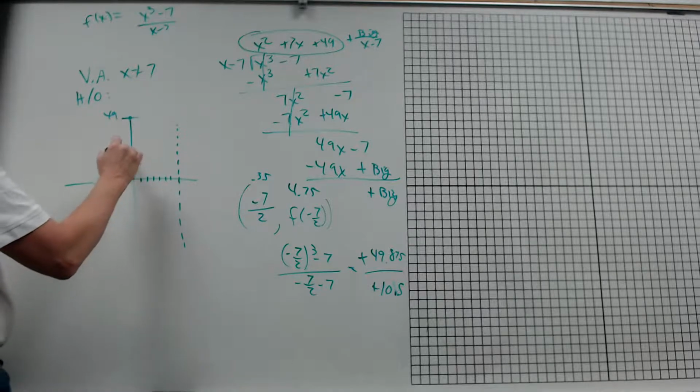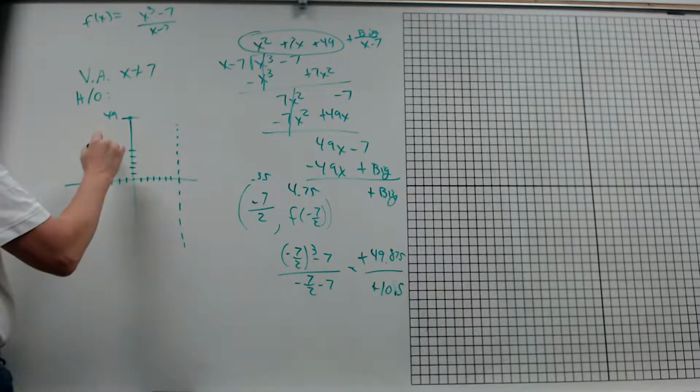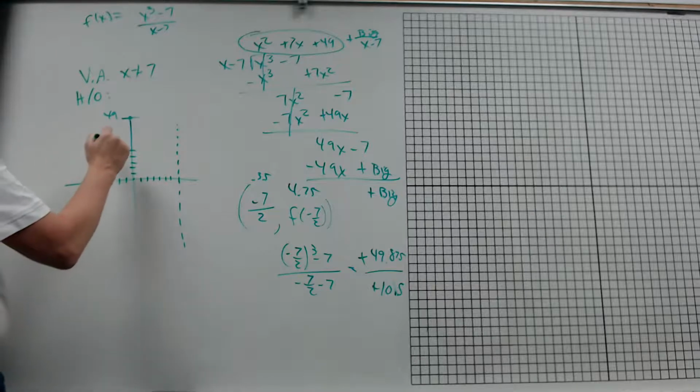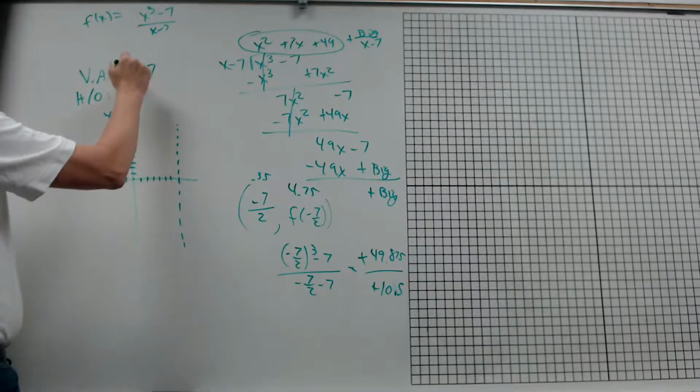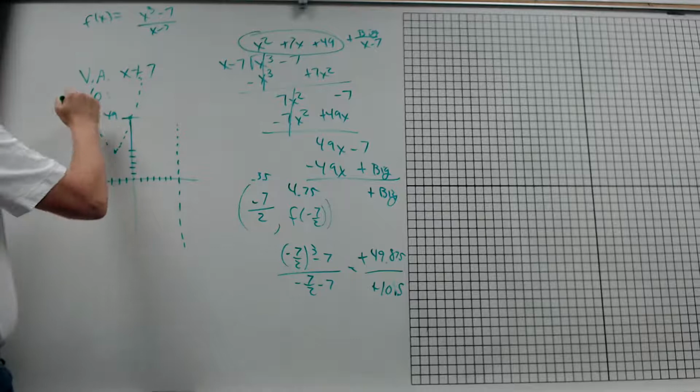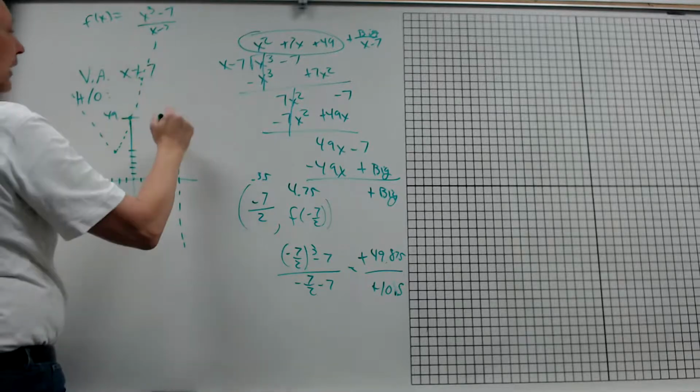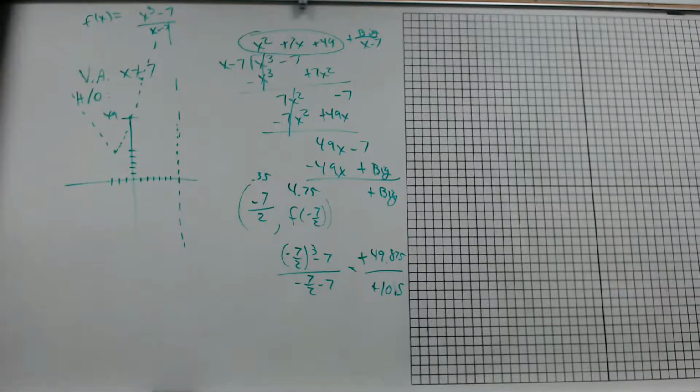1, 2, 3, 4, 5. So approximately right there, okay? I'm going to have a parabolic asymptote that's going to go through there, and that's going to go through there, and eventually this is going to cross that, okay? This is what you guys get for making me make up a problem.